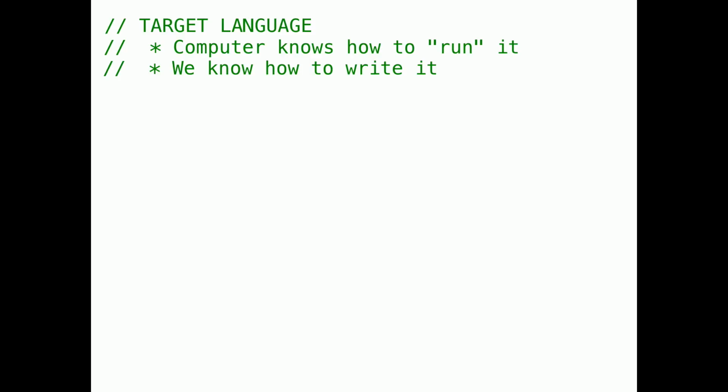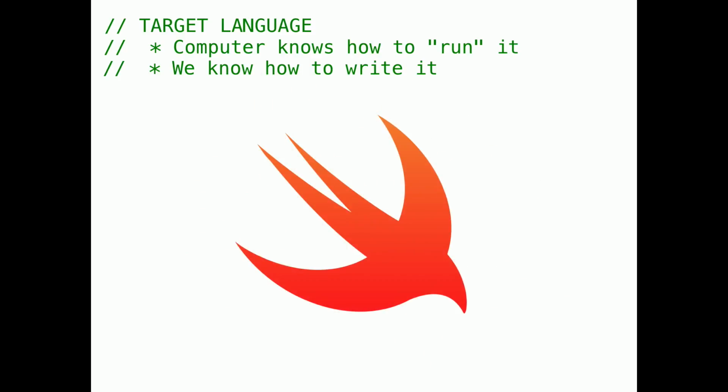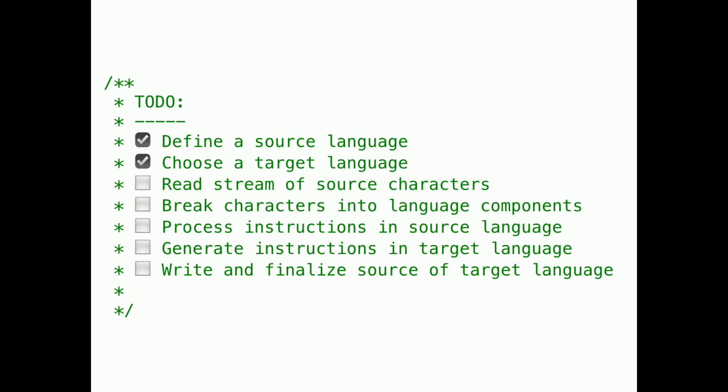So what's a language that the computer knows how to run and we all know how to write? Well, there's an obvious choice here, and it's Swift. There may be some good reasons why Swift is not an ideal compilation target for a production, real compiler, but it's a perfectly good choice to emit code in Swift for learning about the process of compilation. And if you later wanted to go back and learn assembly or LLVM and implement the code generation for that, then you could do that as well.